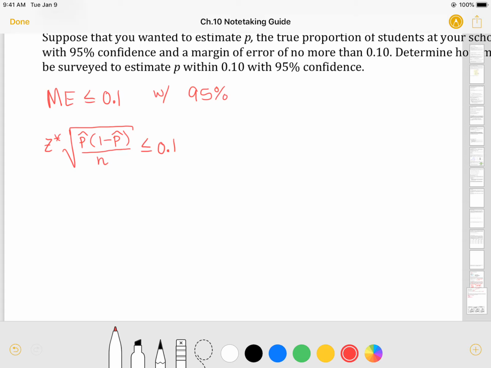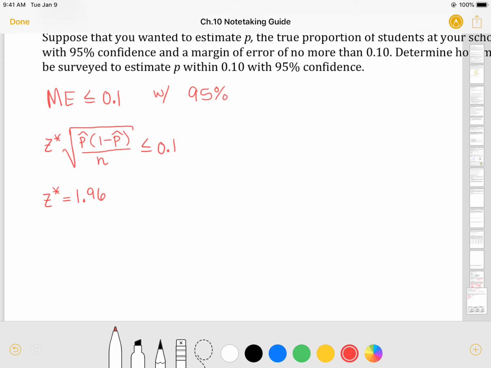Critical Z for 95%, we did one just a second ago, and like I said, you might have this memorized by now. When you do enough of these, you know that 90% is 1.64 and 95% is 1.96. You just sort of get them memorized. Otherwise, you can do an inverse norm, remember, and set your tail equal to 0.025, which is half of 5%, to find that critical value, and it's always positive.